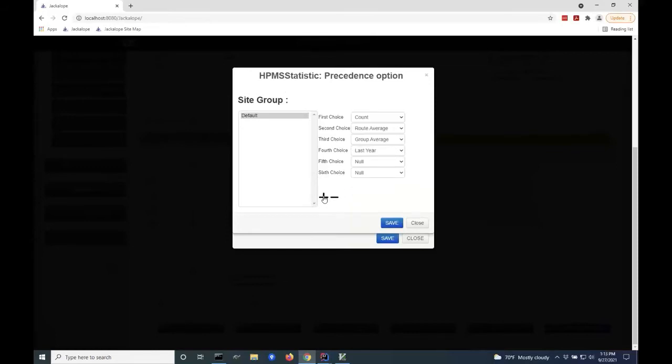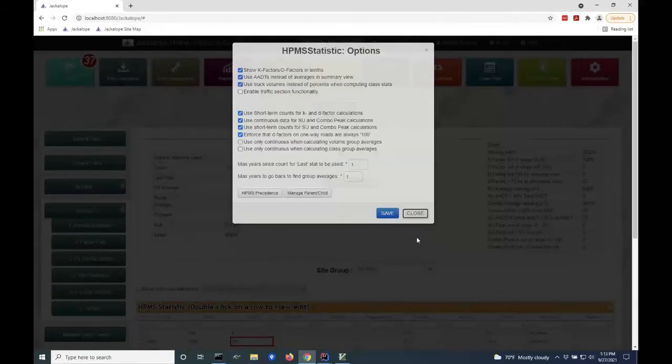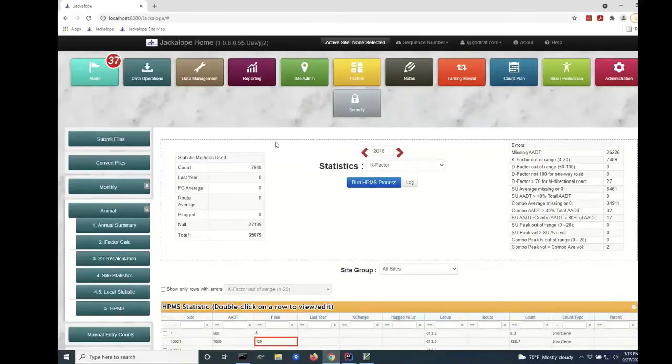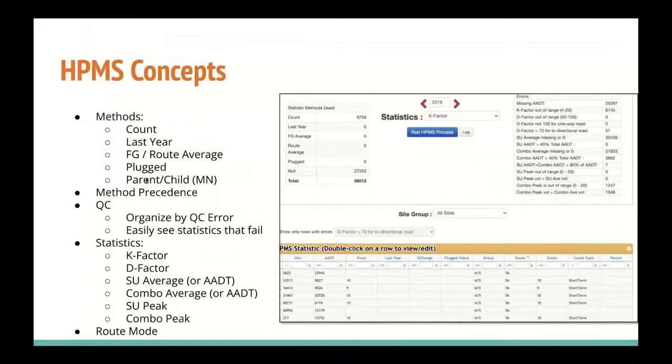But then you can override that for particular site groups. For example, I think it's Wisconsin that has truck routes where it's really important that we get a really dialed in number, and so they might have a different precedence than this that makes sure that they get the number that they want. So those are the methods. You get as many as you can, but only one is chosen, and that's chosen through the method precedence.